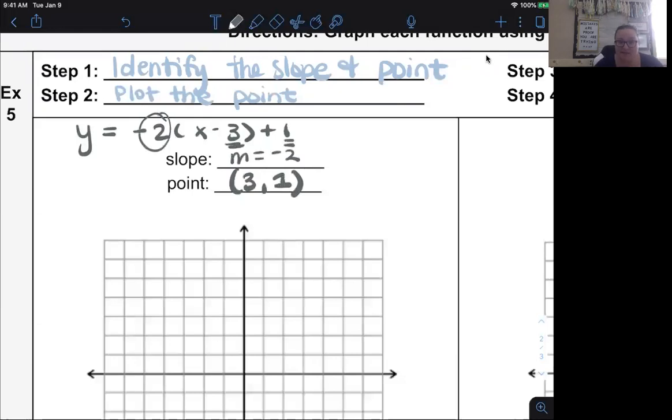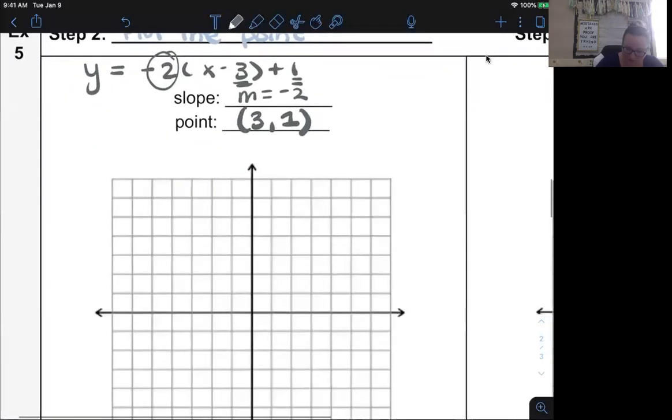The second step is to plot the point. So we're going to plot 3, 1.